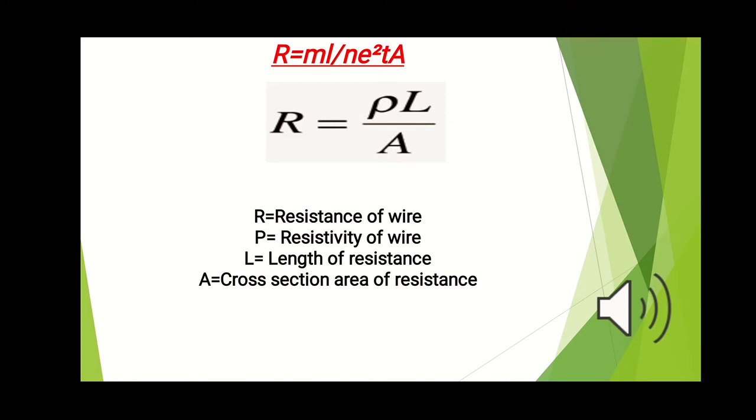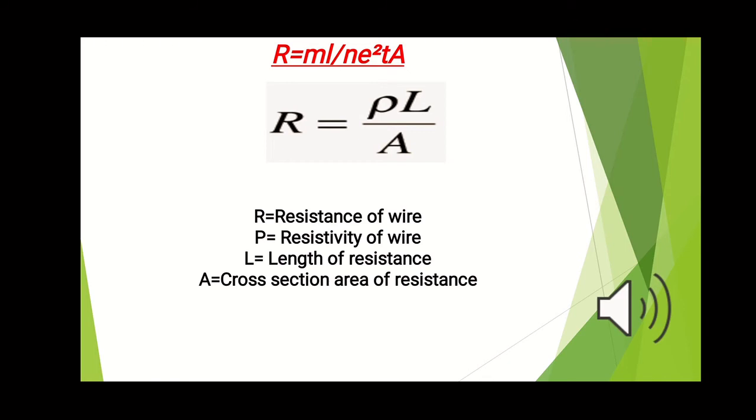Now we will discuss the factors on which the resistance of the conductor depends. From the derivation of Ohm's law, the formula for the resistance is R = ml/(ne²τA), where m is the mass of the electron, L is the length of the conductor, n is the free electron density of the material, e is the charge of the electron, τ is the relaxation time, and A is the cross-section area of the wire.